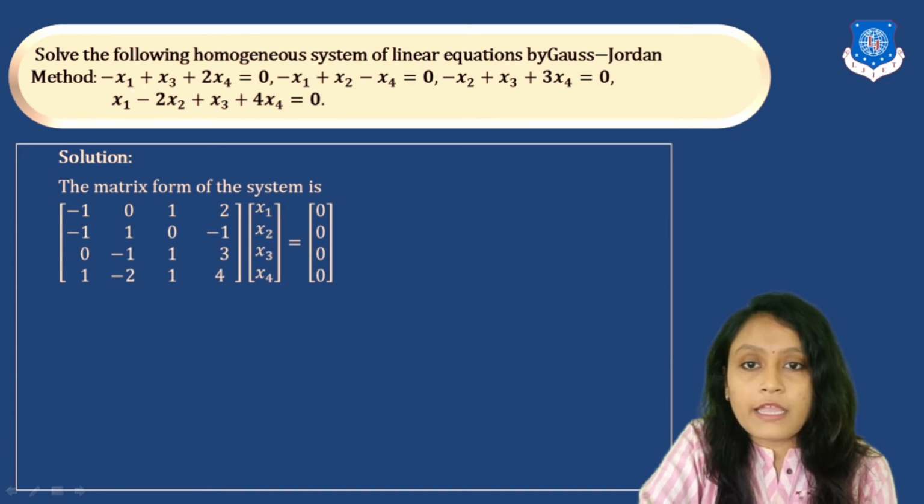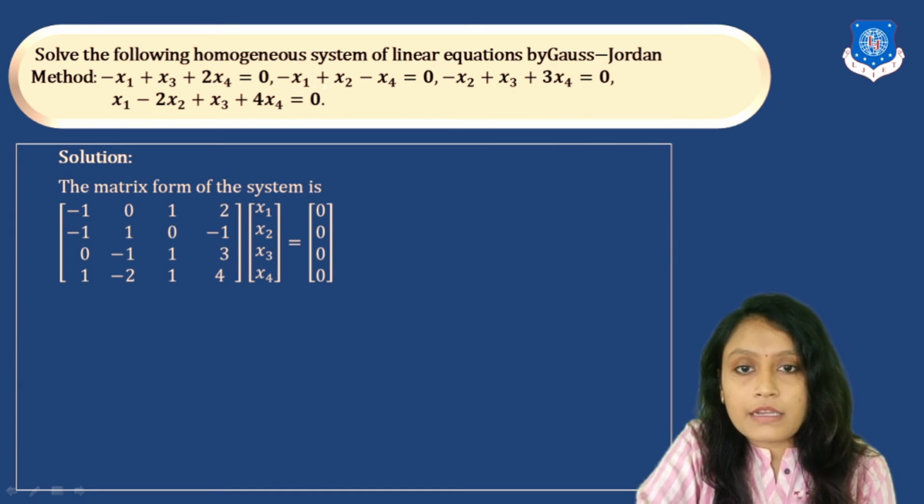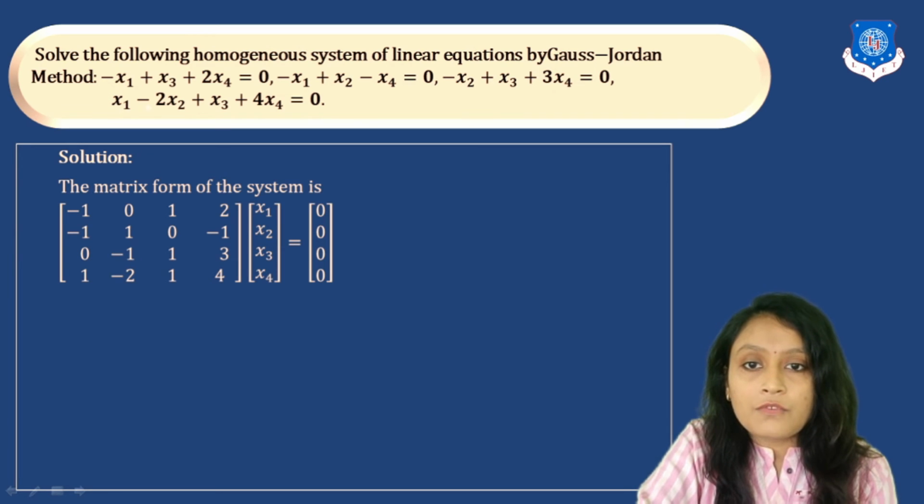Now, firstly we will write the matrix form of the system. So it is given by, from here you have to write the coefficients, that is minus 1. Here we don't have x2, so we will write 0. So minus 1, 0, 1, 2. Okay, from here you will get minus 1, 1, 0 and minus 1. Then from here you will get 0, minus 1, 1 and 3. Right? And from here you will get 1, minus 2, 1 and 4. And the variables are x1, x2, x3, x4, and on the right hand side we have the 0 matrix.